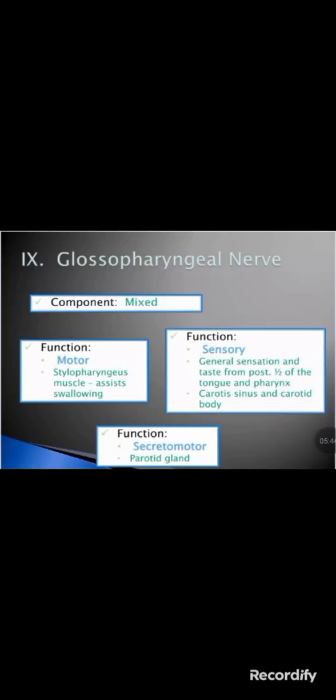Glossopharyngeal nerve is the ninth cranial nerve, and it is mixed, that it contains motor, sensory as well as secretomotor. Glossopharyngeal nerve origin is from the medulla oblongata and opening to the skull is jugular foramen.